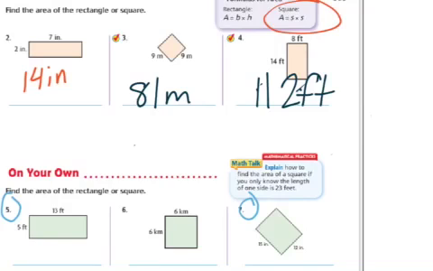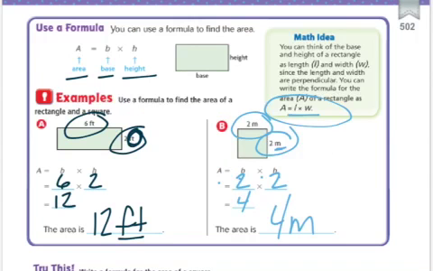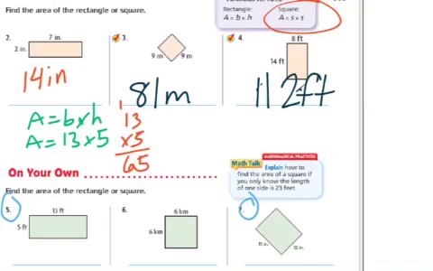Okay, with this problem, again, we have to set up our formula. I'm going to write it above so that I have enough room. A equals base times height. Always write your formula first. A equals 13 times 5. And if you don't know this off in your head, which is perfectly okay, do it off to the side. 3 times 5 is 15. I carry my 1 and I get a 65. So my area is equal to 65 feet.